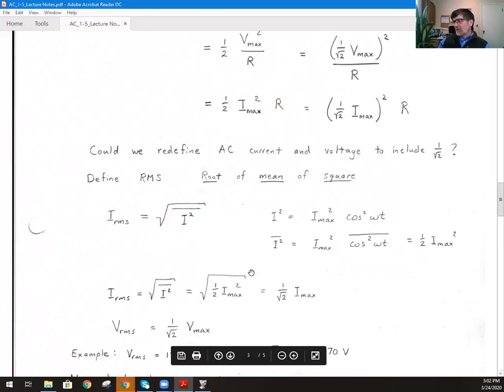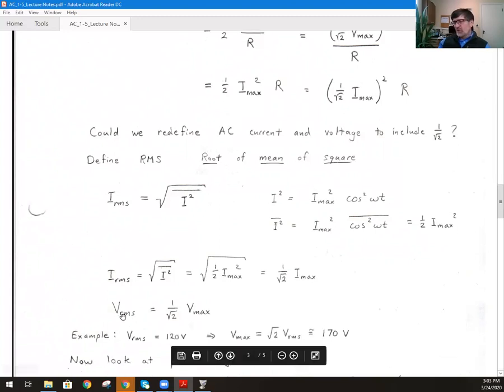And so that's going to be the square root of what I just found here. And that is just 1 over the square root of 2 of I max. So the RMS value is just 1 over the square root of 2 of the peak value. And the same thing is true of voltage. You could go through the same argument, you get the very same result. So the RMS value isn't the peak value, it's a little less than the peak value.